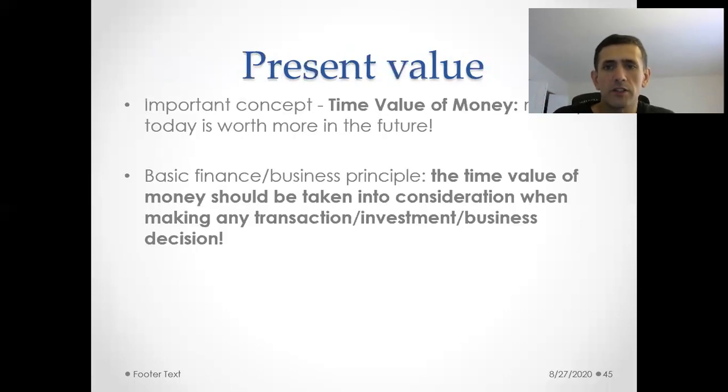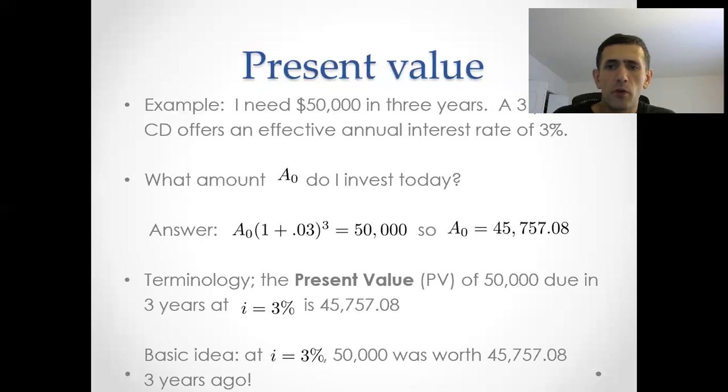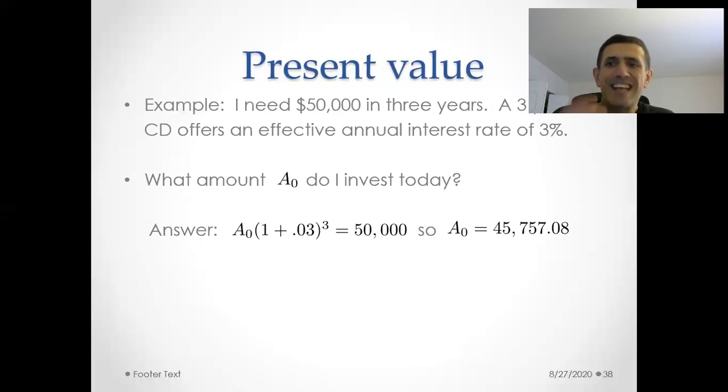Again, in this example, 45,757.08 is exactly the amount I need to invest right now into the CD to have $50,000 in 3 years if the effective annual interest rate of the CD is 3%.